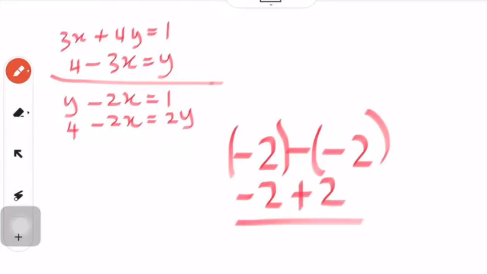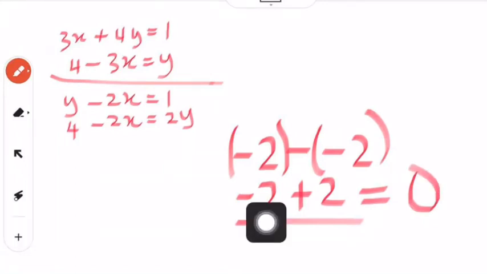Dia baru jadi 0. Okay, dia jadi balik macam ni. Negative 2 plus 2, 0. Ingat, bila sama kena tolak. Kalau tak sama tanda dia, tambah. Okay? Untuk eliminate lah.